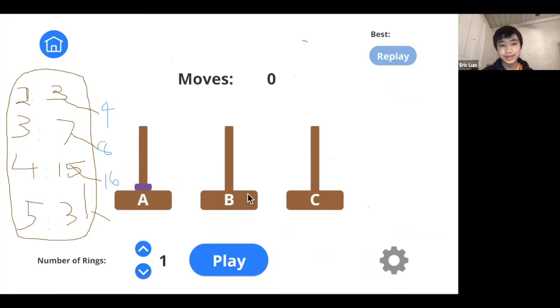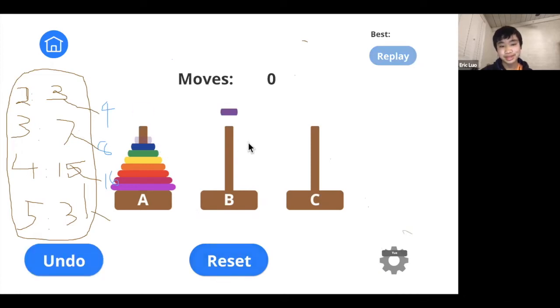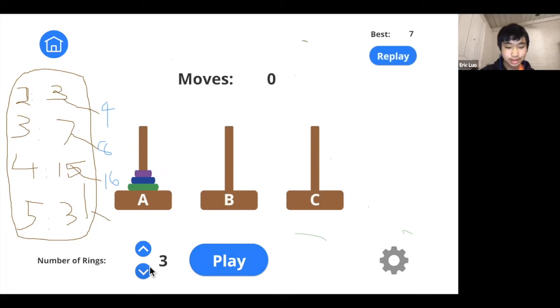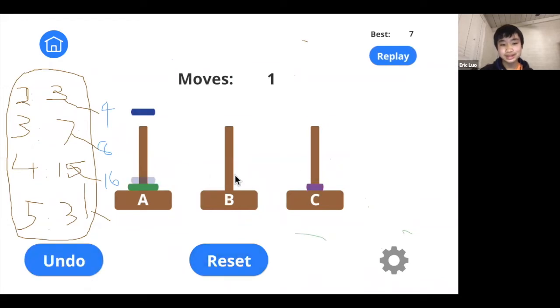Oh yeah, and by the way, this idea is very helpful for figuring out which peg you want to move to first. Because when you have all of these rings, it's kind of hard to figure out where you want to first move that purple ring, right? Do you want to move it here or do you want to move it here? But if we look at say 3, then we can see that we want to first build this tower of 2 on B.